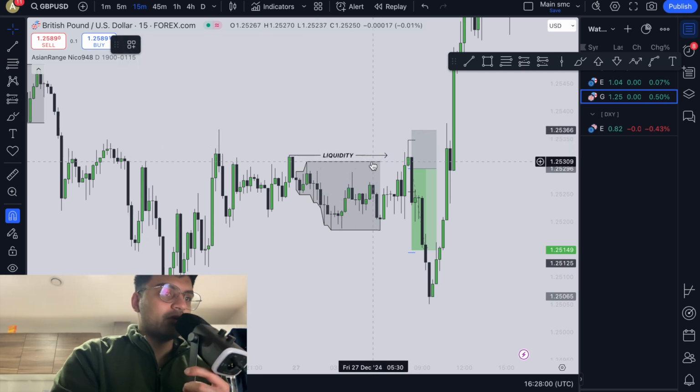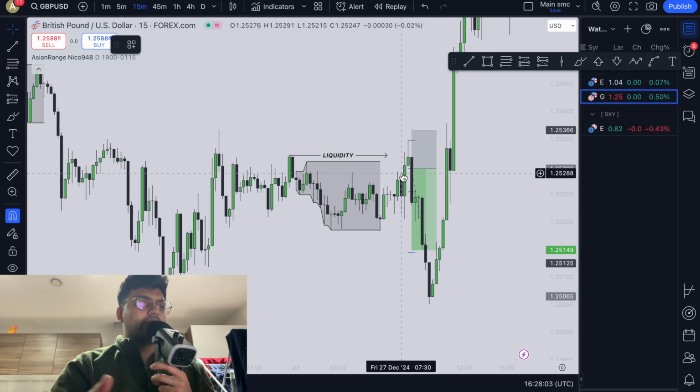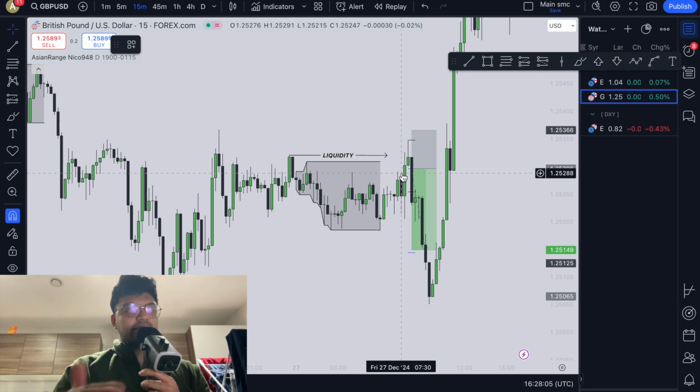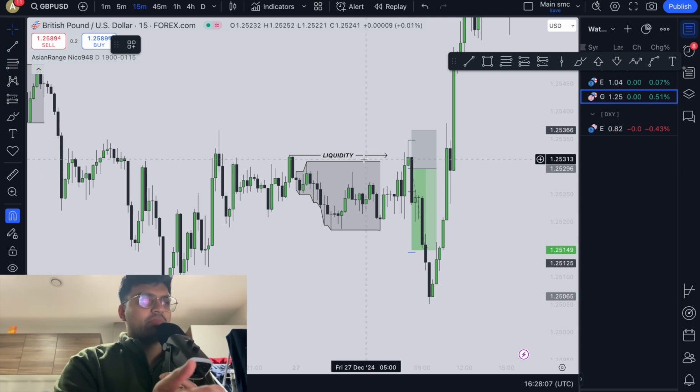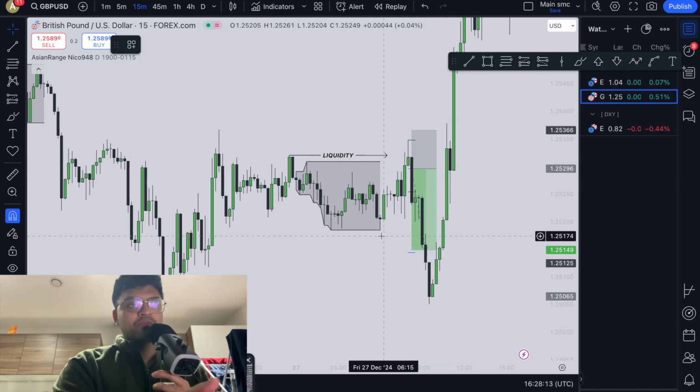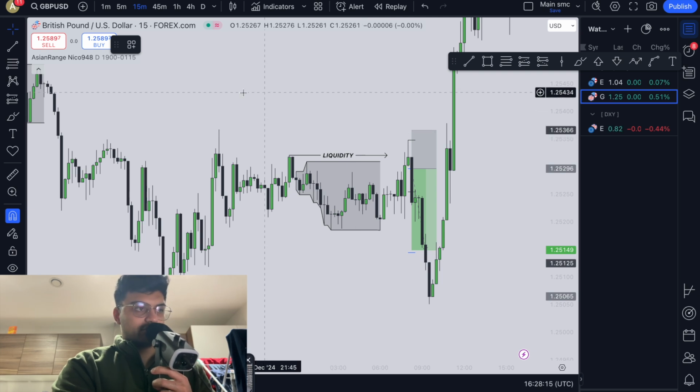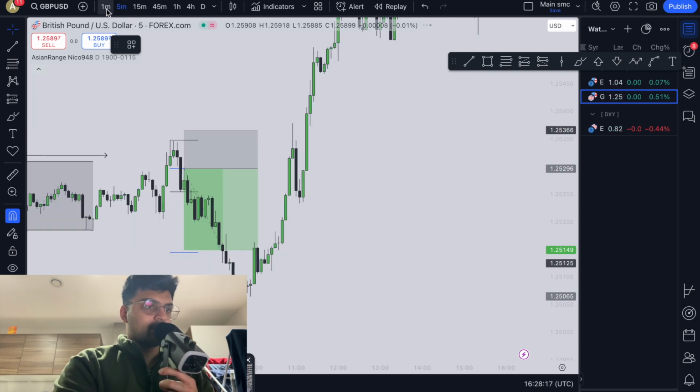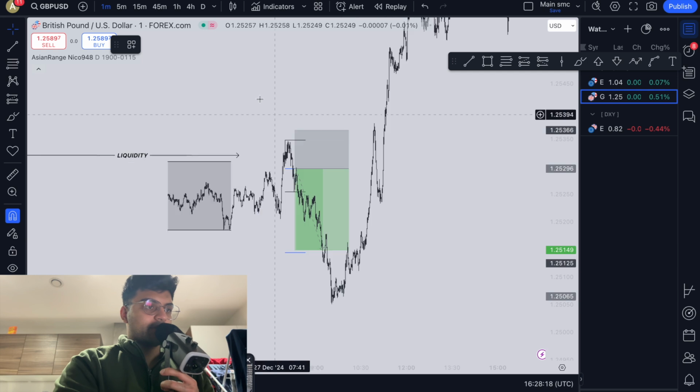Once that liquidity was taken in our high probability time window between 7 a.m. and 10 a.m. UK time, I was looking for sells. I was looking for ways we could short the market and target the Asian low or my usual 1 to 2 risk to reward. So knowing that, jumping down to the 1 minute, sorry.